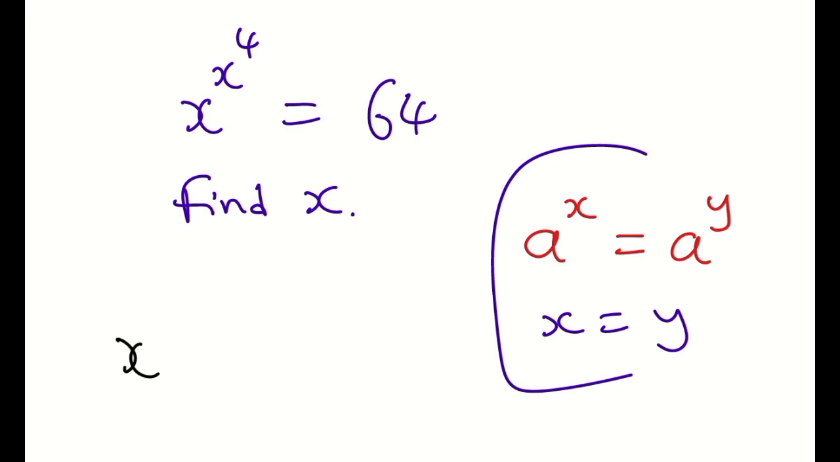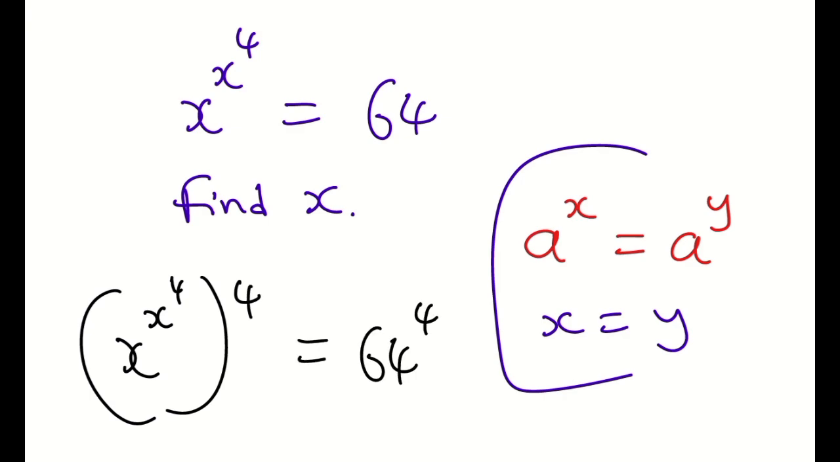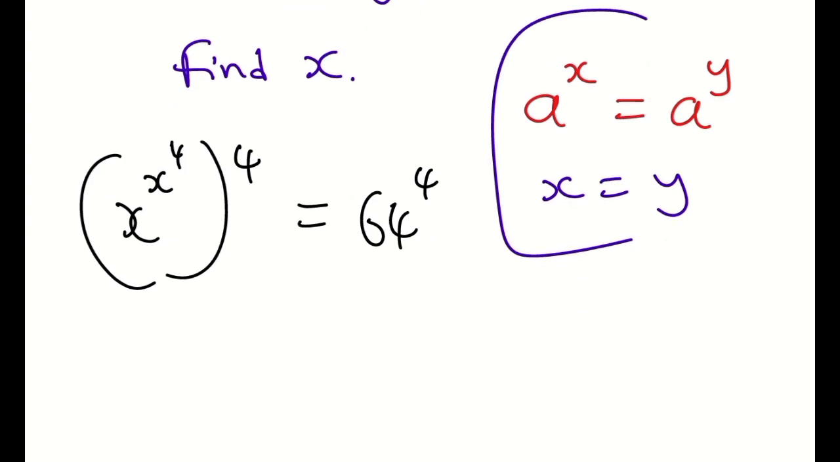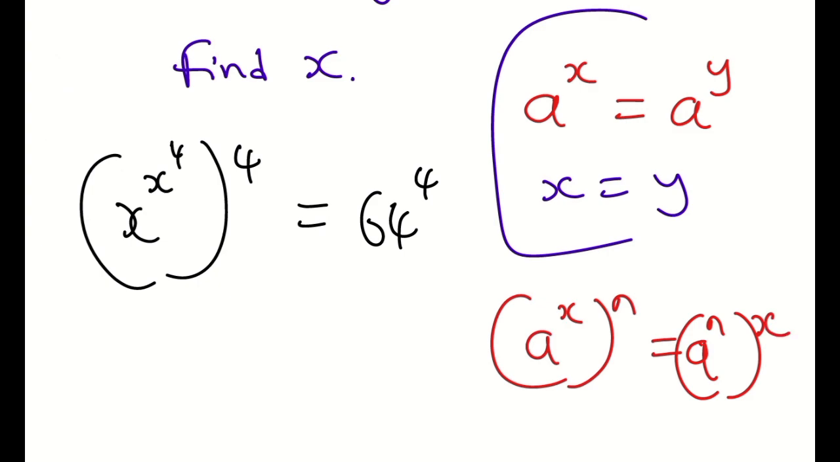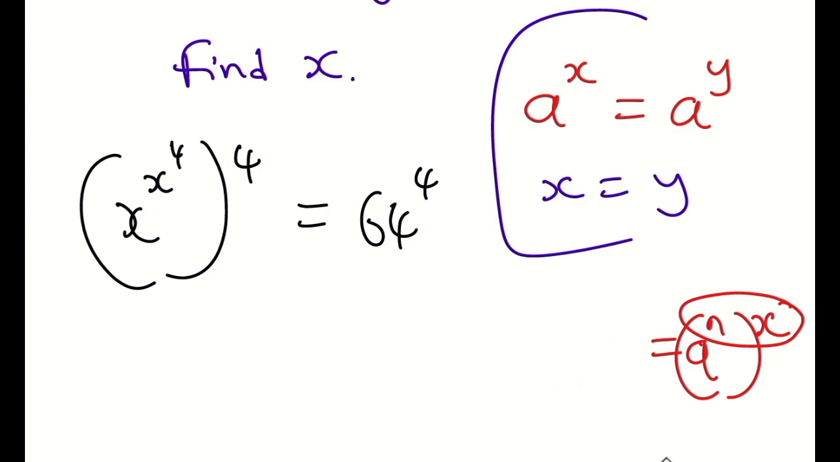So that will be x raised to the power of x raised to the power of 4, all raised to the power of 4, is equal to 64 raised to the power of 4. Now, from one of the laws of indices, if you have a raised to the power of x, all raised to the power of n, this can be expressed as a raised to the power of n times x. So what I did was just to switch the position. Of course, nothing has changed. x times n is nx. n times x is nx. So nothing has changed. That's exactly what I'm going to do right here.